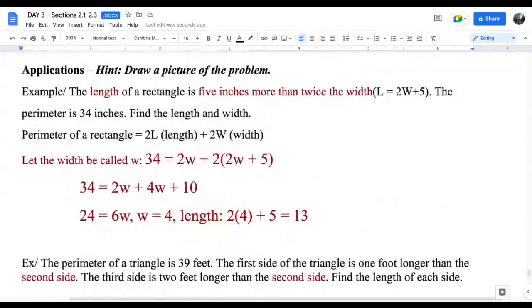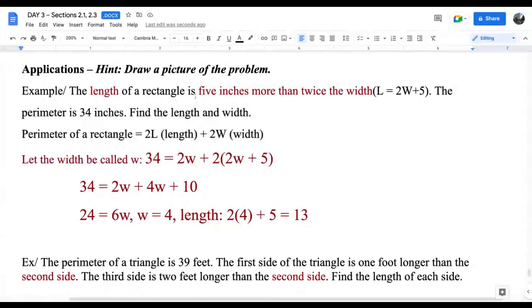Okay, let's see this application. The length of a rectangle is 5 inches more than twice the width. So let's call the length L. Let's call the width W. So 5 more than twice the width. Twice the width is 2W. 5 more, just add 5. So that gives the relationship between length and width: L equals 2W plus 5.